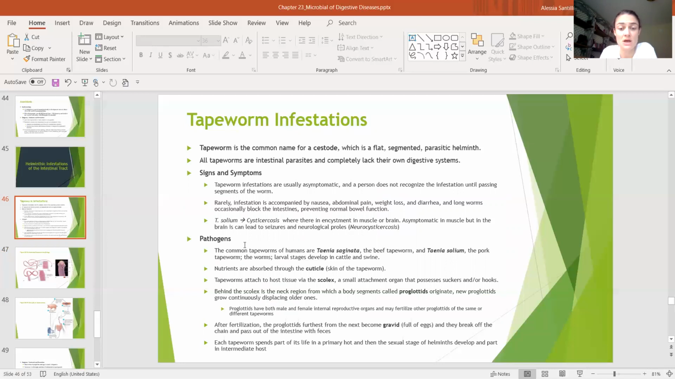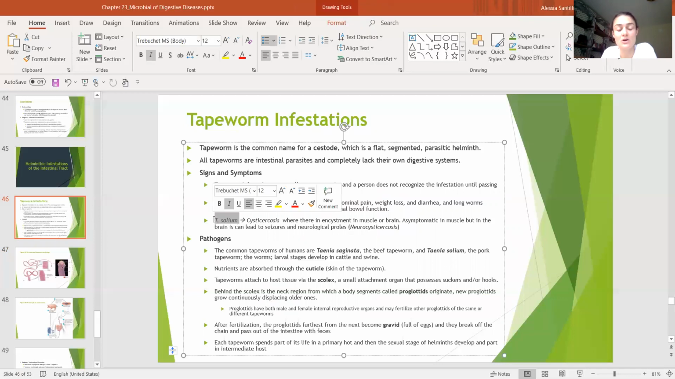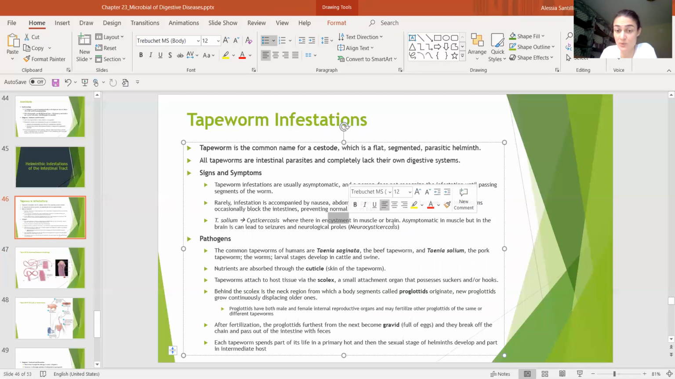Let's go back to signs and symptoms. So here they're talking about Taenia solium. That's the tapeworm that you get with undercooked pig or pork. You can get cysticercosis, which is basically when the encystment happens in the muscle or the brain. But the brain is a really bad one, right? Because remember, in the muscles, it's asymptomatic. In the brain, it can lead to all sorts of neurological problems, including seizures, and that's known as cysticercosis. Goodness.